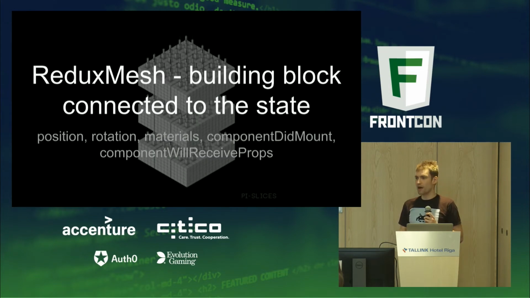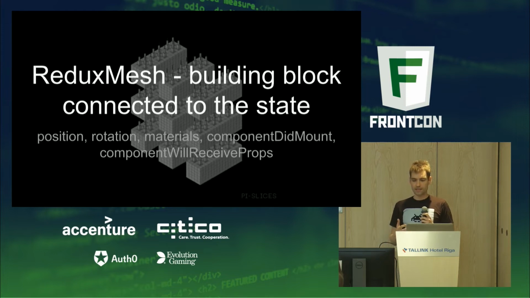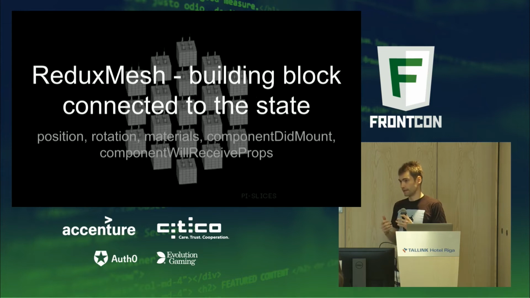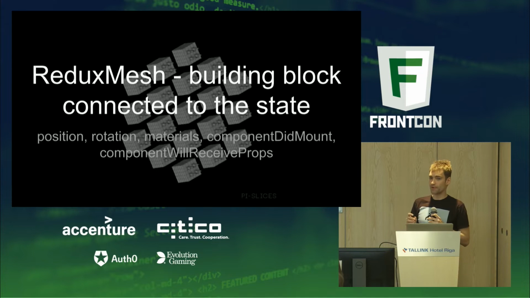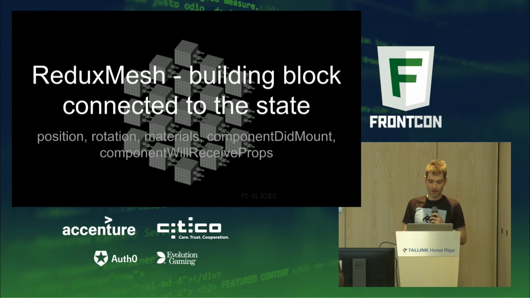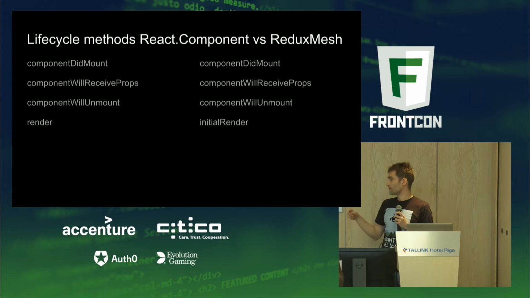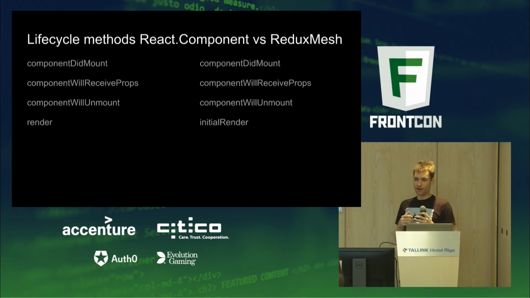So the solution is to have a Redux mesh. This is the same 3D building block, but it's connected to a Redux state. It's a quite thin layer, just a wrapper which connects a 3D object which already exists in Babylon to Redux. And it has the same lifecycle methods as a React component has. So component mount, component will receive props, component will unmount, but instead of render, we have initial render, so as not to mess up, because we don't have this automatic reactive change of 3D content. So we render only once.